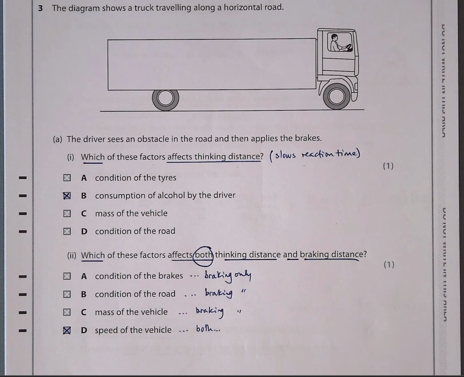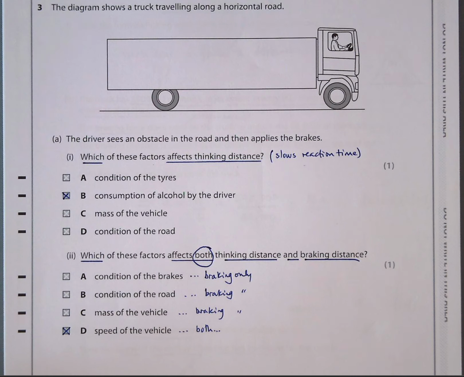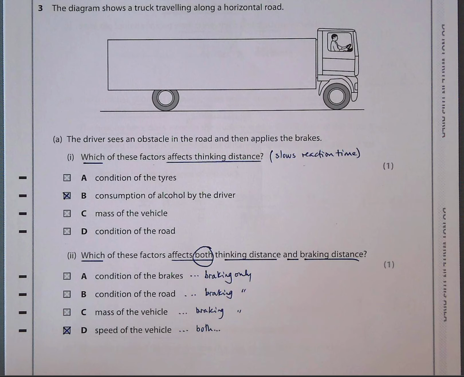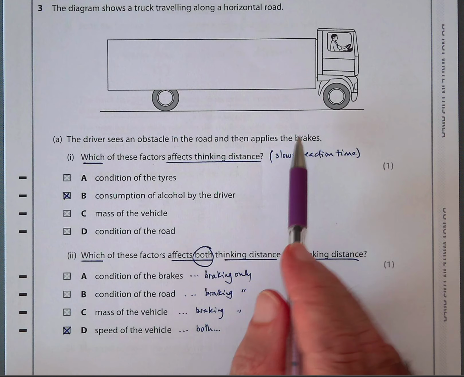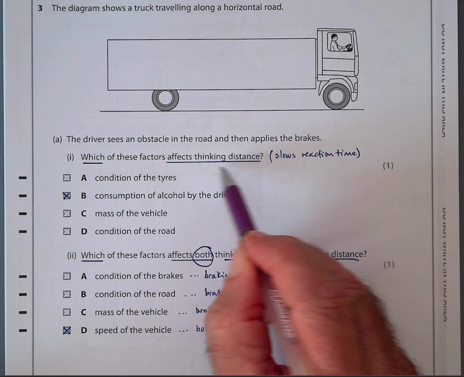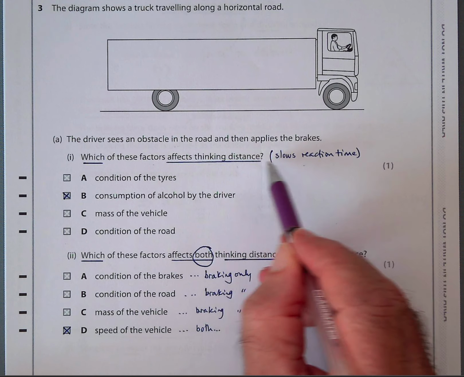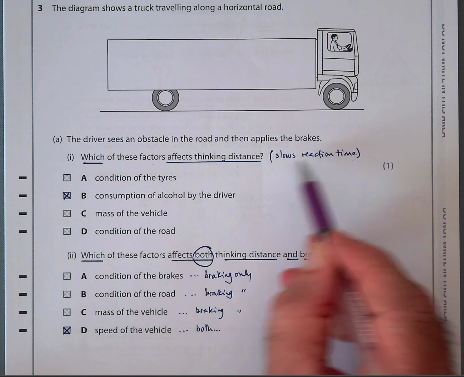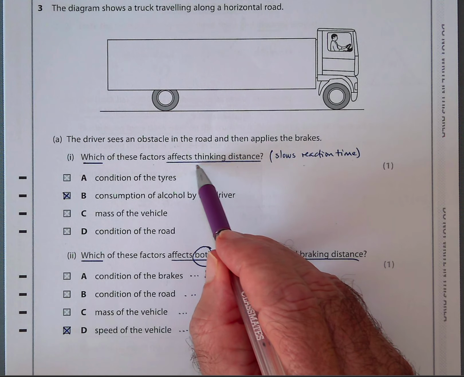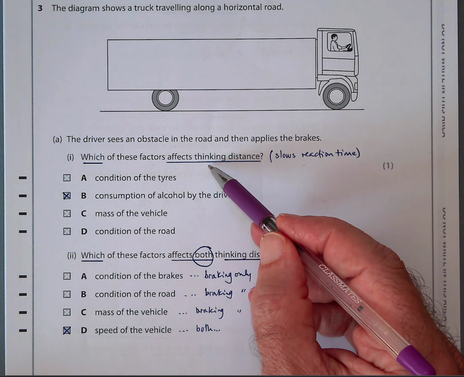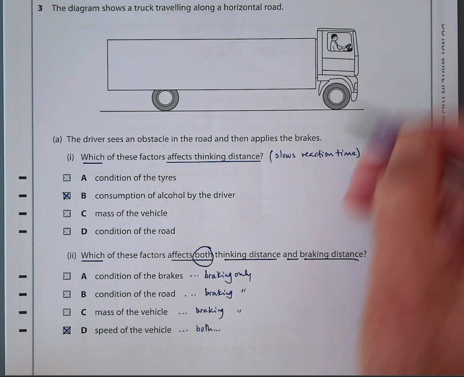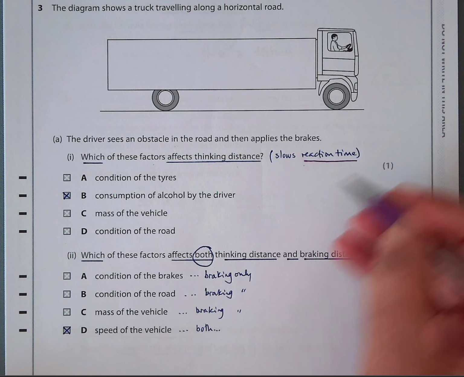Question 3 is about a truck traveling on a horizontal road. The driver sees an obstacle in the road and then applies the brakes. Yeah, so he has a thinking time, which is his reaction time, and then he realizes he has to apply the brake. So first of all, what affects the thinking distance? The thinking distance is the time it takes him to react. So it's to do with the reaction time.